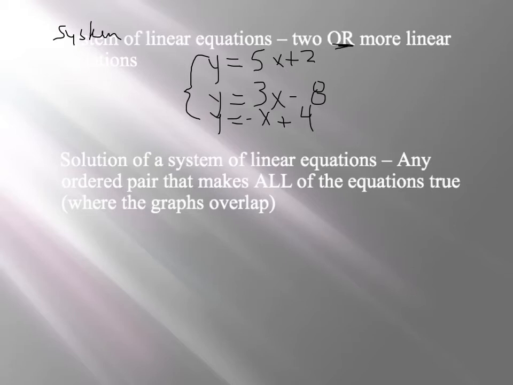Any ordered pair that makes all equations true. So another way to think about this is if I have a system, and today we're going to be graphing systems, and let's say one graph would end up looking like that, the other graph would end up looking like that. The solution to this system is where the two graphs overlap, because this point is true for both my red line and my blue line, because this point lies on both lines. So it's basically where the graphs overlap that makes both equations true.